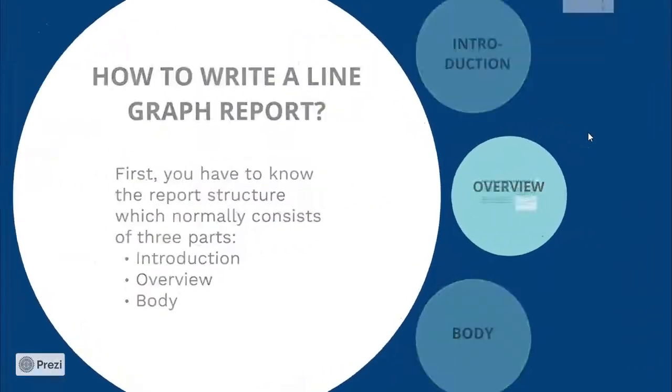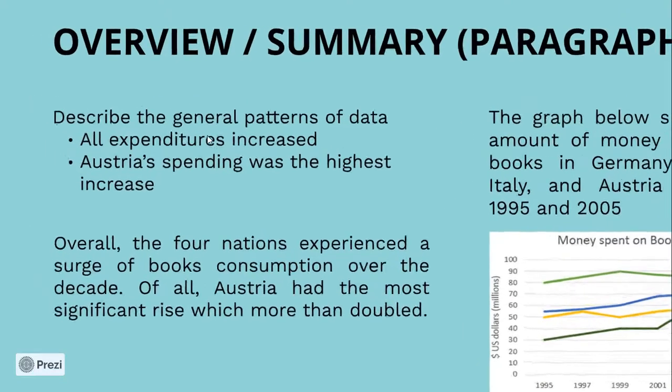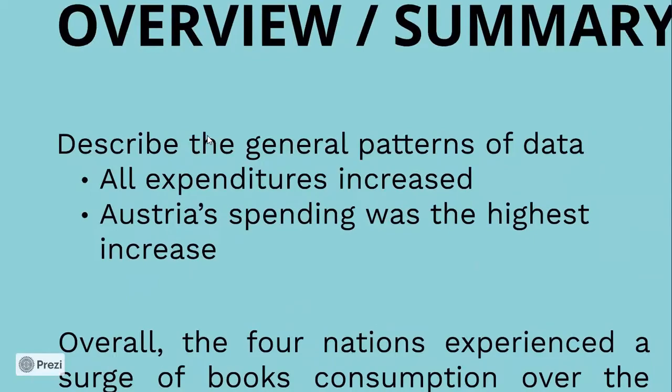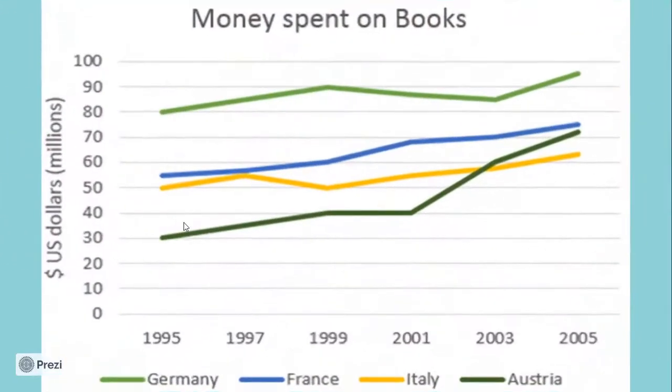And then overview or summary. Remember that one of the things we have to do is we make a summary of the line graph. So how to make a summary? We can do that by describing the general patterns of data. As we can see in the line graph, all the data increased from 1995 to 2005. So we can say that all expenditures increased.